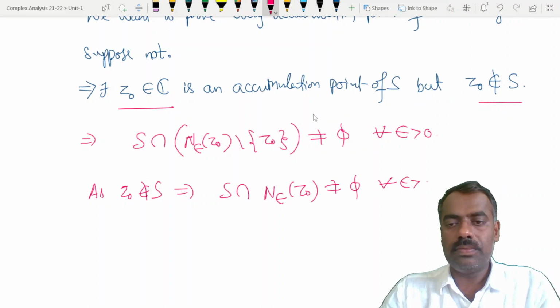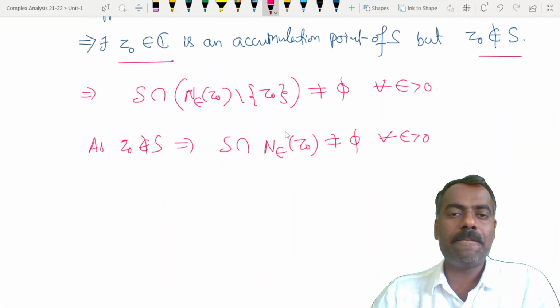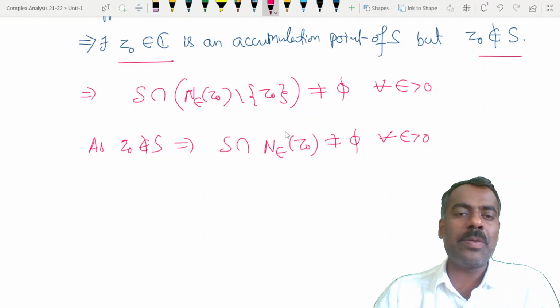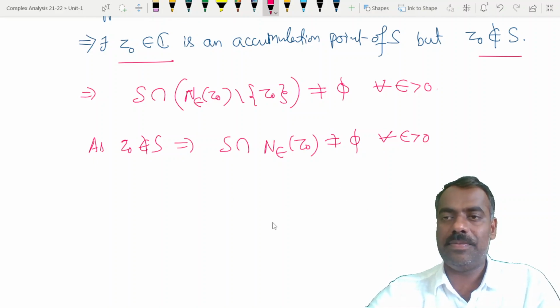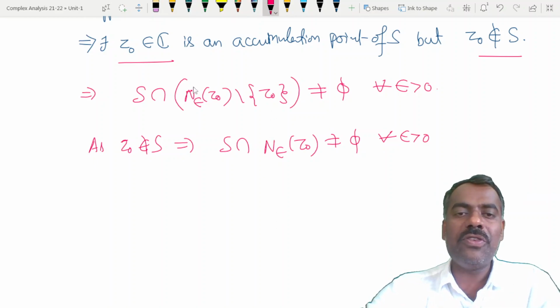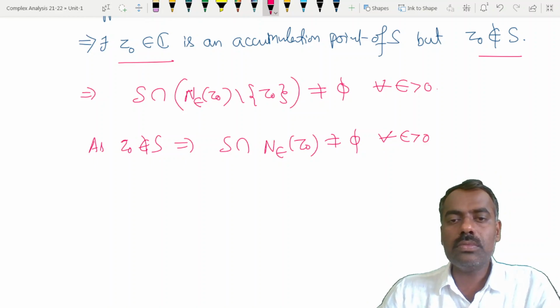Yes or no? Because Z naught is not a common point. Are you following? So Z naught is not a common point. Z naught is not there in S. So Z naught is not there in the intersection. Even if you put Z naught in this neighborhood, still it is non-empty only. Are you following?